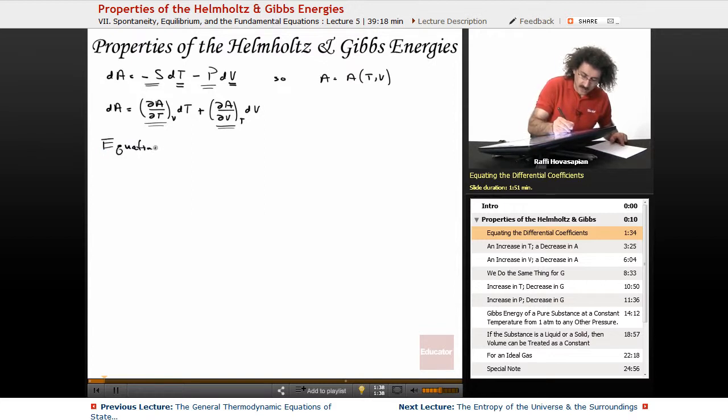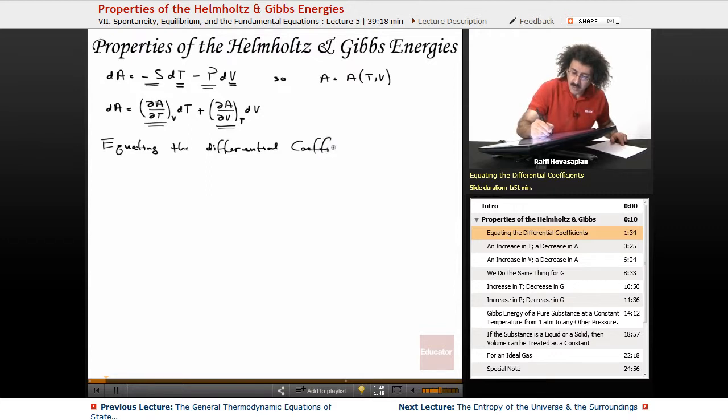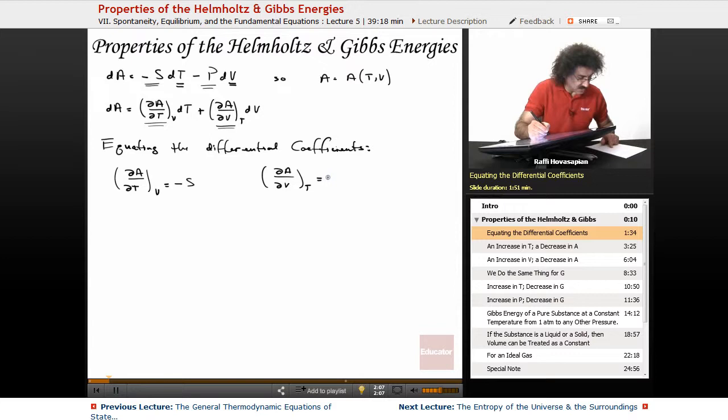Equating the differential coefficients, we get the partial of A with respect to T at constant V equals minus S, and the partial of A with respect to V, holding T constant, equals minus P. Okay, so basically what this says is that for every unit change in temperature, the change in the Helmholtz energy of that system is going to equal the negative of the entropy.